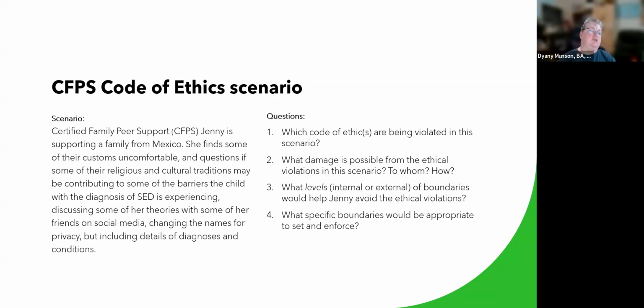Another scenario. Certified family peer support. Jenny is supporting a family from Mexico. She finds some of their customs uncomfortable and questions if some of the religious and cultural traditions may be contributing to some of the barriers the child with a diagnosis of severe emotional disorder is experiencing. She discusses some of her theories with some of her friends on social media. She changes the names for privacy, but includes details of diagnoses and conditions. What code of ethics are being violated in this scenario?